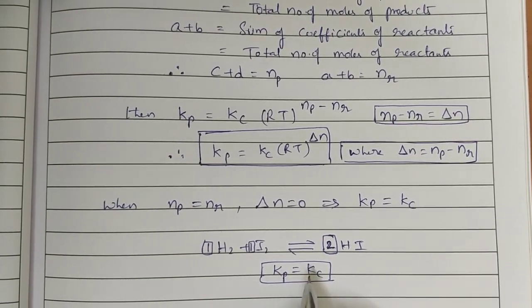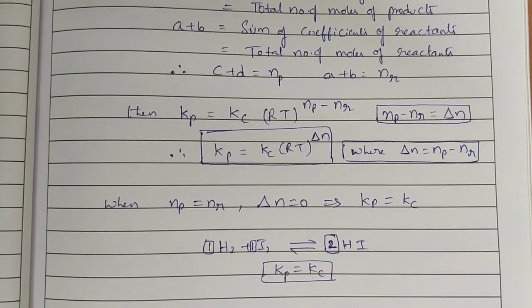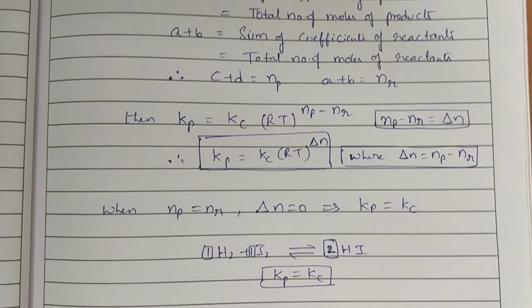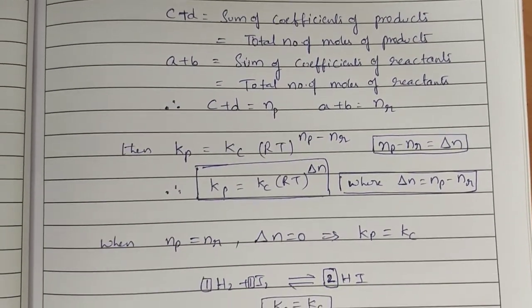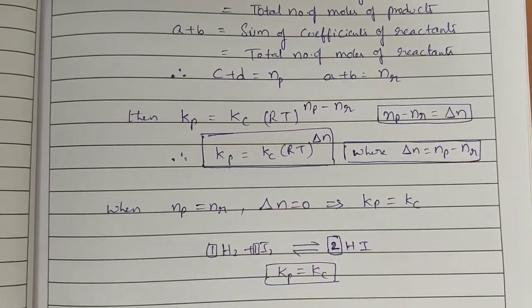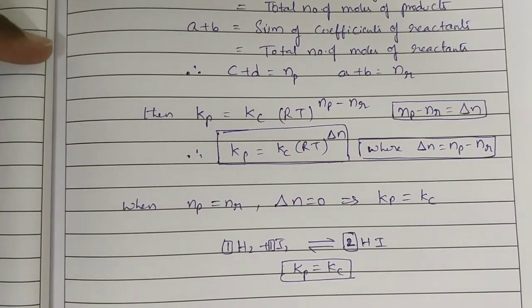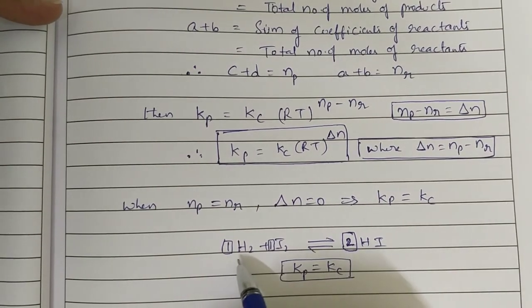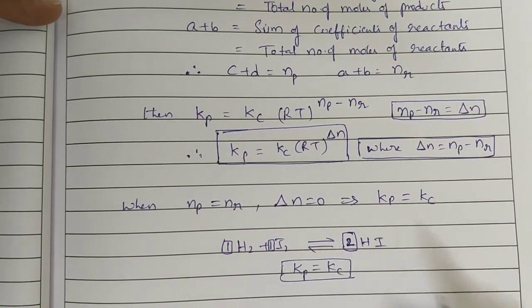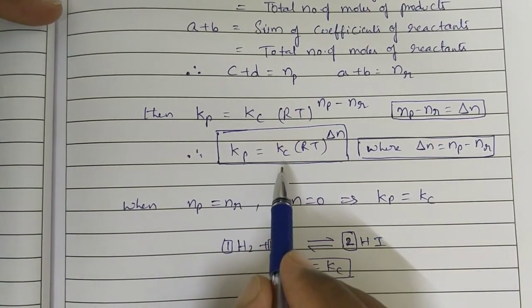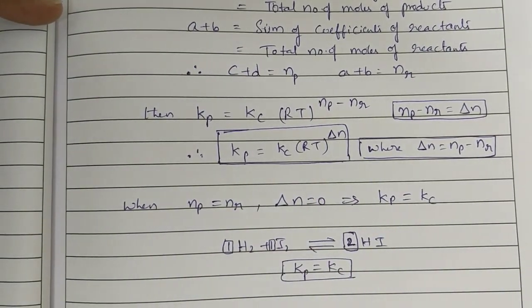Is it clear, all of you? This is the relation between Kp and Kc. Depending on that, so many problems will be there. Please remember carefully. Kp is equal to Kc generally in the condition where the number of moles on the right hand side and left hand side are the same. Otherwise, simply we have to write Kp is equal to Kc into RT power delta n.